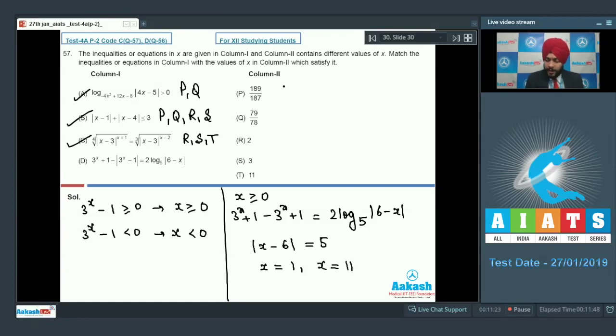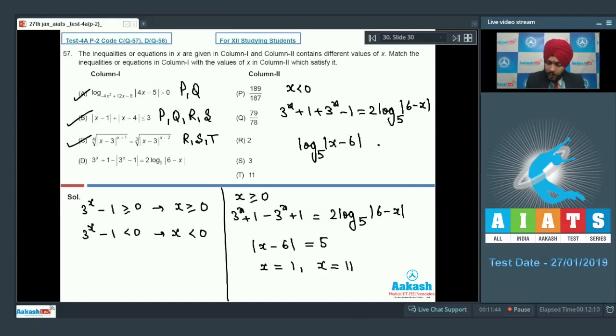Further, if x is negative, then the modulus will open with reverse sign. 3 power x plus 1 plus 3 power x minus 1 is equal to 2 log of mod of 6 minus x, which is equal to mod of x minus 6 to the base 5. So this is log of mod of x minus 6 to the base 5 is equal to 3 power x. Students, if x is negative, 3 power x is less than 1. So the right hand side is less than 1. If x is negative, the left hand side is always greater than 1. So we have no solution from here.